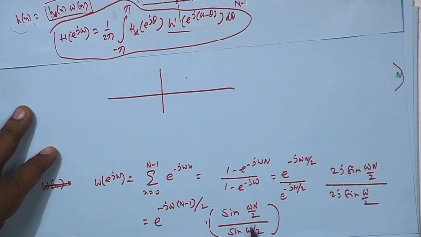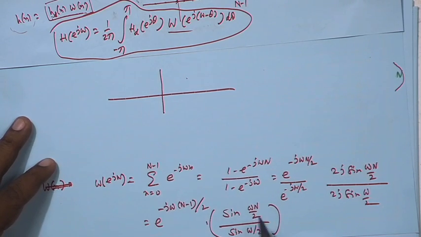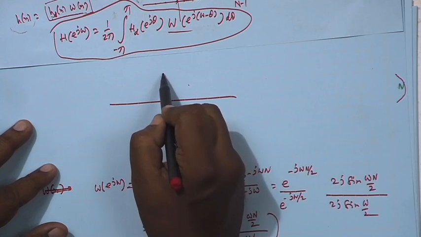At omega equal to 0, it is 0 by 0. Sin 0 is 0, sin 0 is 0. So, apply L'Hospital: differentiate the numerator and denominator with respect to omega. It will be n by 2 on top and 1 by 2 at the bottom, and then cos, and cos at omega equal to 0 is 1. So, it will be n by 2 by 1 by 2. So, it is n.